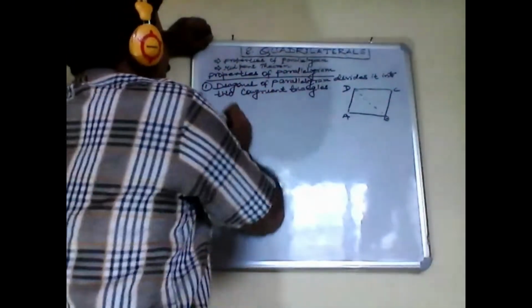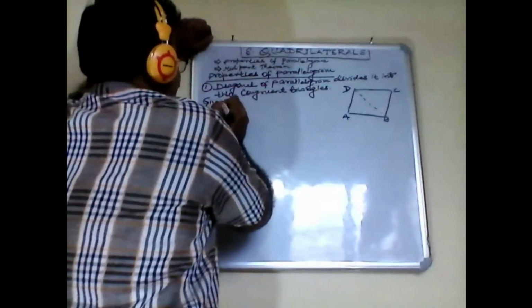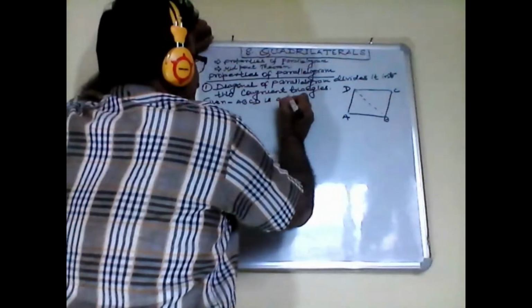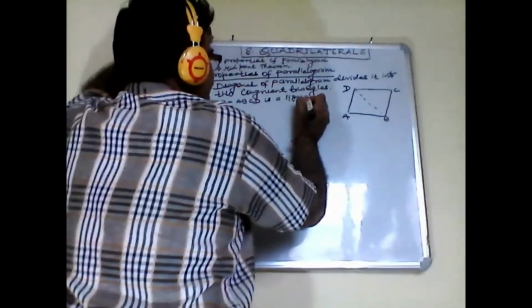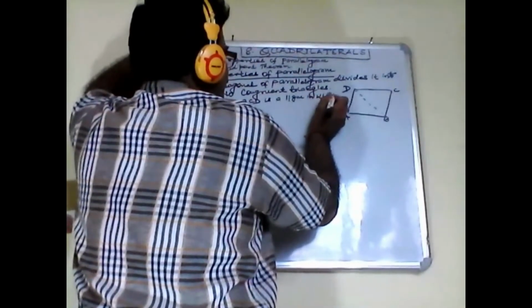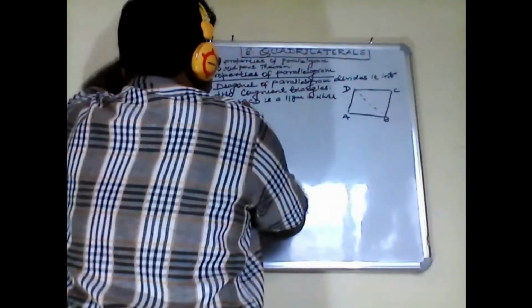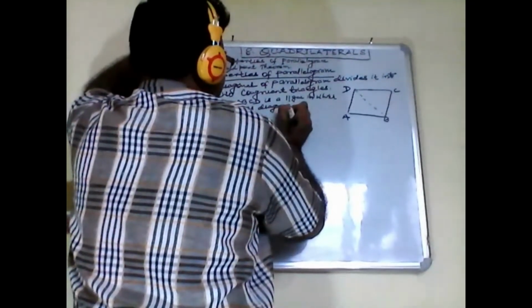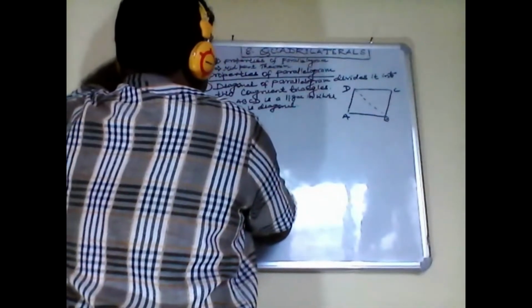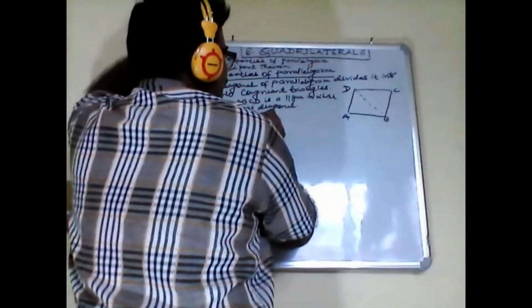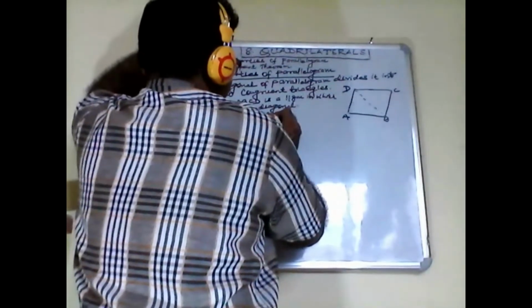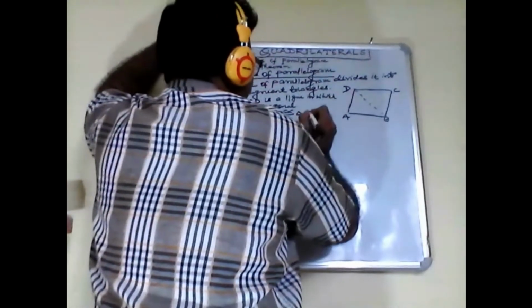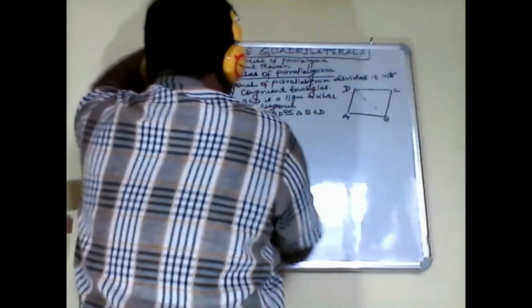First of all, given: ABCD is a parallelogram in which BD is a diagonal. To prove: triangle ABD is congruent to triangle BCD. Proof.